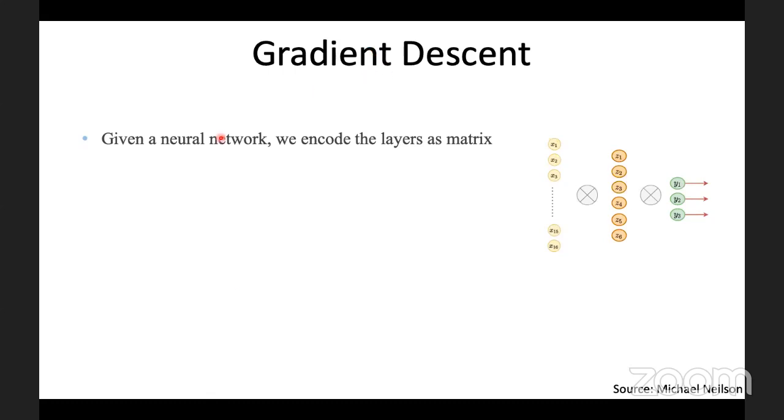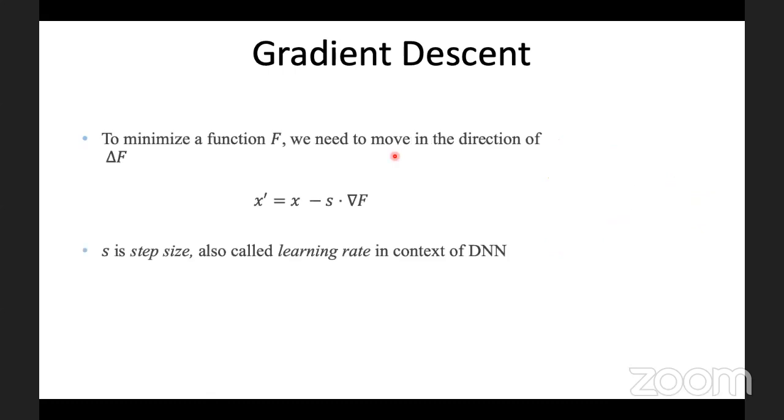So gradient descent. I wanted to explain this using matrices, but I don't know if I actually did that or not. So let's just see this. To minimize the function f, we need to move in the direction opposite to nabla f. So this is nabla f. I again missed fixing this. So this is nabla f.